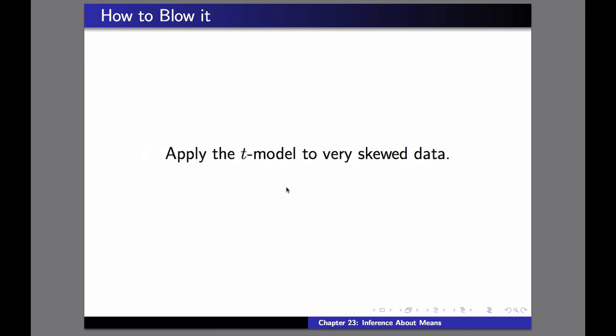How else could you blow it? You could apply the t-model to very skewed data. Now, you can get away with this when your sample size is very large, but just think about it and be cautious. And state something when you go to check the condition, so you look like you know what you're talking about. At least you check the condition, and you know that you should be cautious with results if the data are skewed.